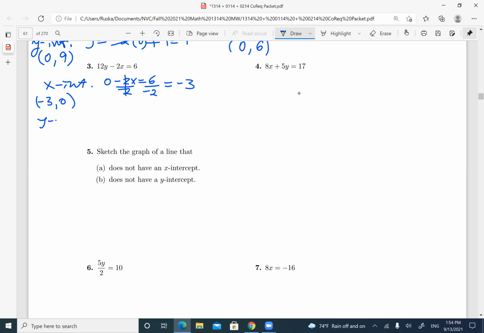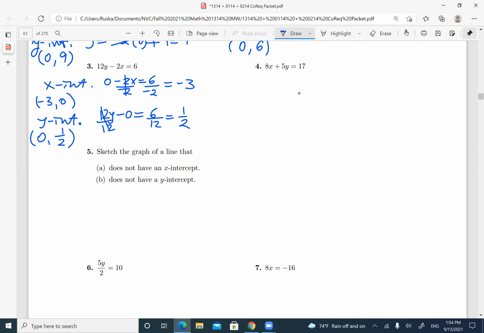Now for the y-intercept, I'm going to replace x with 0. So I have 12y minus 2 times 0, which is 0, equals 6. I'm going to divide by 12 on both sides, and y is going to be 1/2. So the y-intercept is going to be 0, 1/2. You can just leave it as a fraction because you're not graphing right now. Just leave it as a fraction.